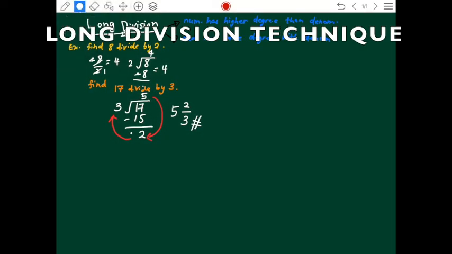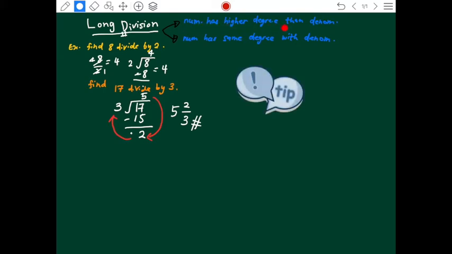Now let's proceed with the long division technique. We will apply the long division technique if the numerator has a higher degree than the denominator, or if the numerator has the same degree as the denominator. We have discussed these things previously. Now, for example, if I ask you to find 8 divided by 2, you can use the common method in fraction form, 8 divided by 2. 8 has the factor of 2, which is 4. So your answer is 4.